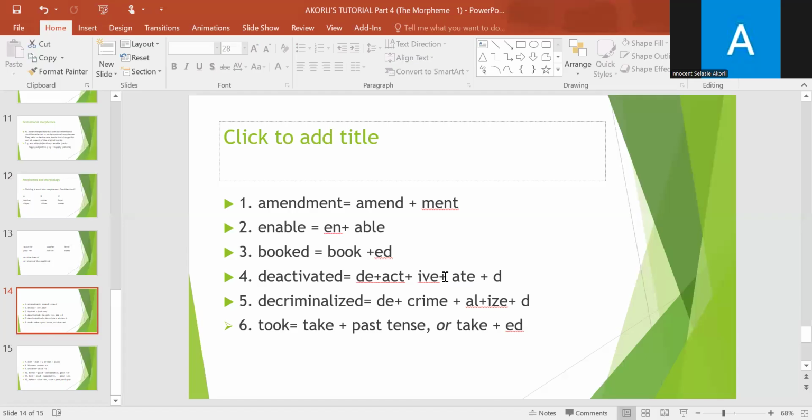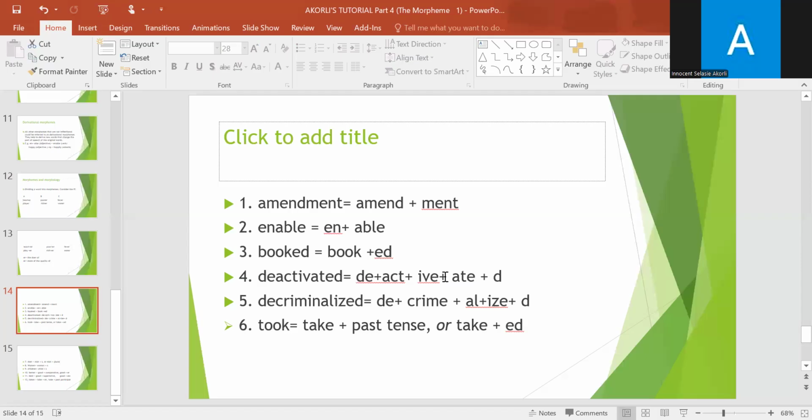Then the word active itself can also be split. You're going to have act plus IVE, so that the root in this case is act. The root is act. We must always attempt to get the root.